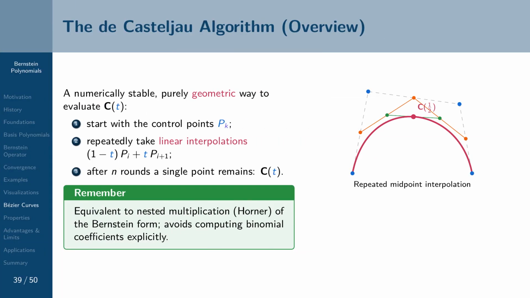How do we evaluate a Bézier curve stably? The de Casteljau algorithm, which is purely geometric. Start from the control points, repeatedly take linear interpolations 1 minus t times pi plus t times pi plus 1, and after n rounds a single point remains, the curve value. The figure shows the nested midpoint interpolations for t equal to 1/2. It is mathematically equivalent to nested, Horner-style evaluation of the Bernstein form, and it avoids computing binomial coefficients explicitly, which is why it is the method of choice in practice.